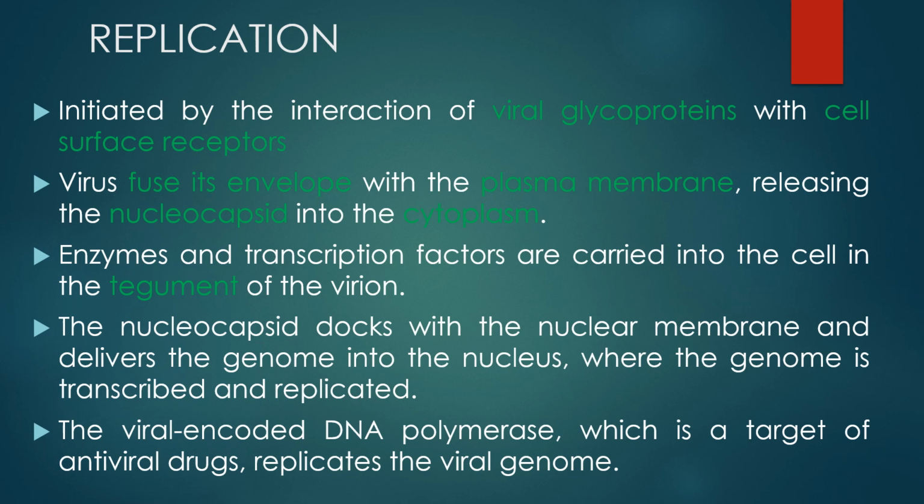and replicated. Transcription of the viral genome and viral protein synthesis occur in three phases. First are the immediate early proteins, consisting of proteins important for the regulation of gene transcription and takeover of the cell. The second are the early proteins, consisting of more transcription factors and enzymes, including the DNA polymerase. Third are the late proteins, consisting mainly of structural proteins, which are generated after viral genome replication has begun. The viral encoded DNA polymerase, which is a target of antiviral drugs, replicates the viral genome.